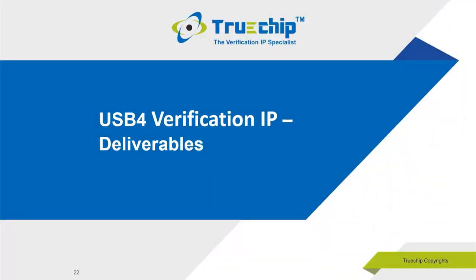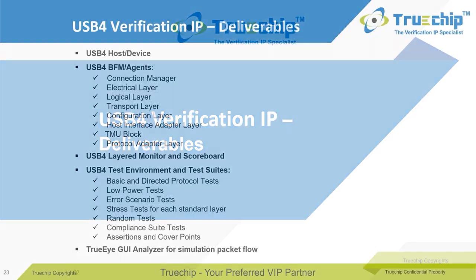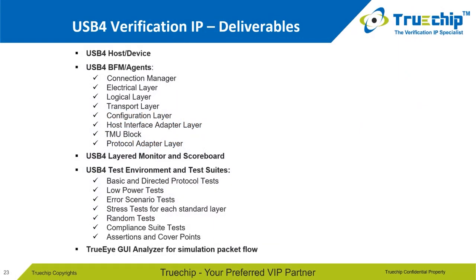Let's look at the deliverables provided in USB4 verification IP. In USB4 verification IP, USB4 host, device, and hub can be provided along with retimer as well. USB4 BFM agents for connection manager, electrical layer, logical layer, and all types of layers will be provided. There would be a layered monitor and a scoreboard as well.